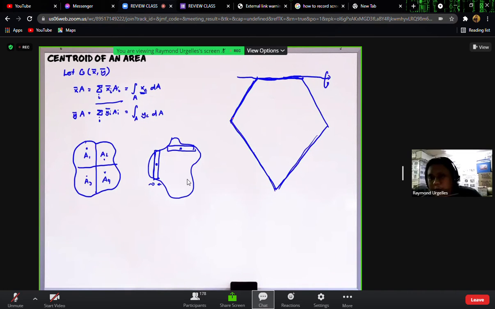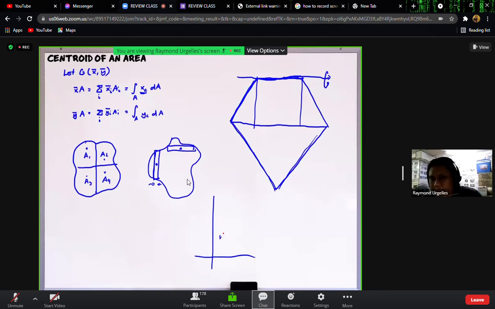It's better to use Pappus theorem. So mas maganda i-solve nyo na lang yung centroid nito. And yung pinakamagandang gawin dito is hatiin mo siya sa triangle. So then we have triangle, triangle, saka rectangle. So this is the easiest way. Kaya pwede natin gamitan ng ganito. Okay ba? Any questions para dito?